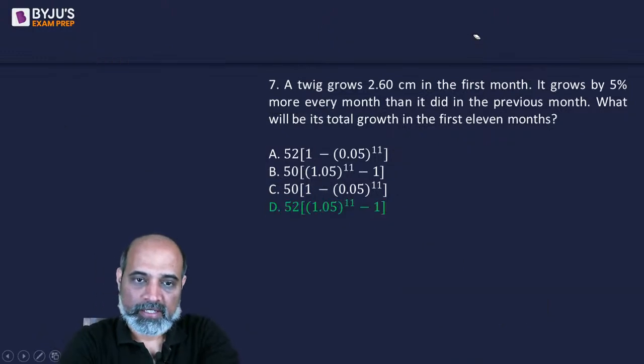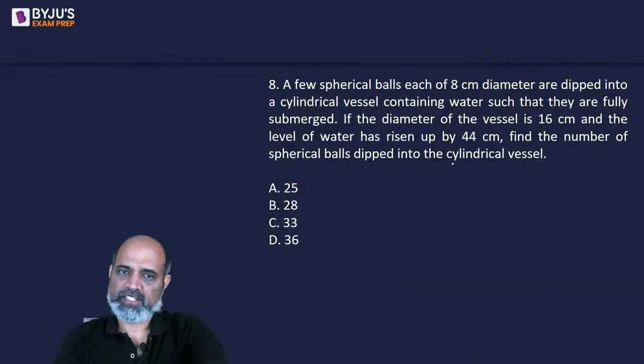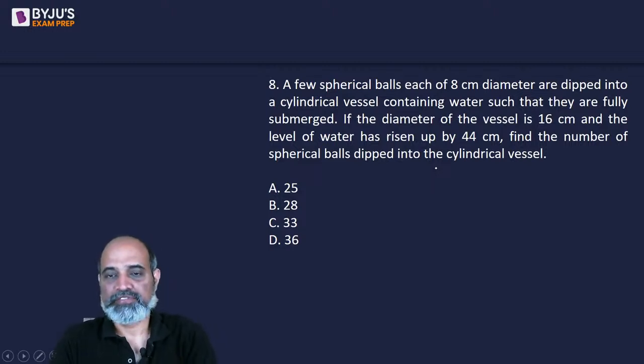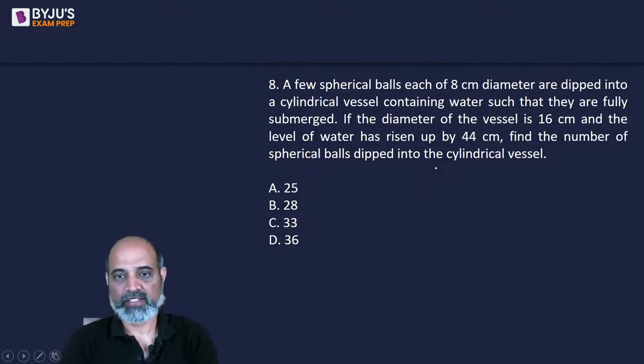Okay. ठीक है. Next, a few spherical balls, each of 8 centimeter diameter, are dipped into a cylindrical vessel containing water such that they are fully submerged. If the diameter of the vessel is 16 centimeter and the level of water has risen up by 44 centimeter, find the number of spherical balls dipped into the cylindrical vessel.